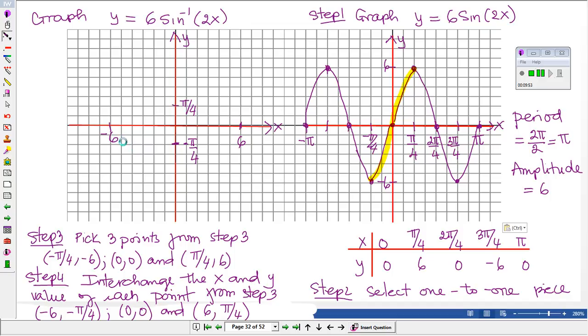Okay, so now we plot the points. So the first point is negative 6, negative pi over 4, the second point is 0, 0. The third point is 6, comma, positive pi over 4. So now you have 3 points, and you connect your 3 points with the curve. So this is how the curve looks. So first it increases and then decreases. That's it. So these are the 5 steps. So step 5 will be the graph. This is step 5.